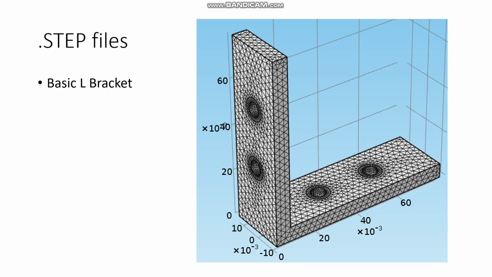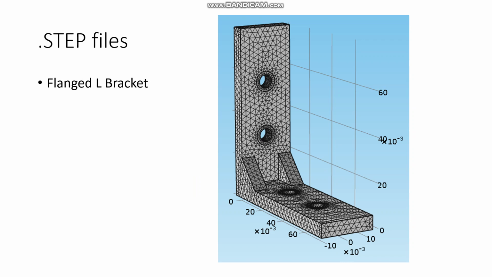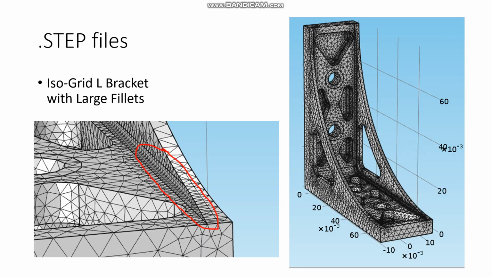Here's the basic bracket model with an extra fine mesh. Here's the formed bracket. Here's the flanged bracket. Here's the flanged bracket with fillets around the flanges. And finally, here's the isogrid bracket.